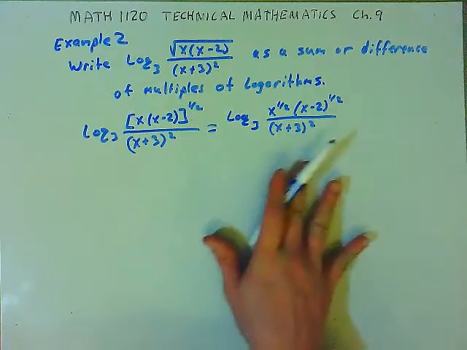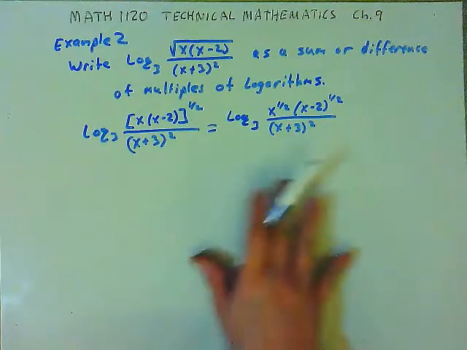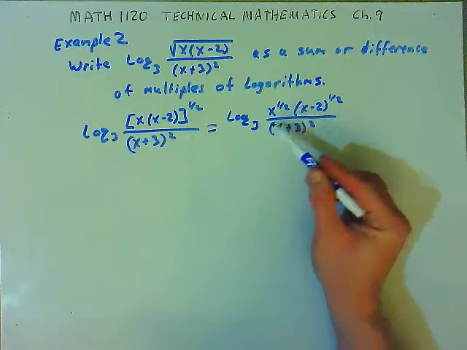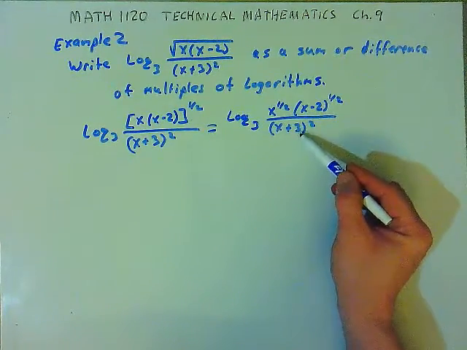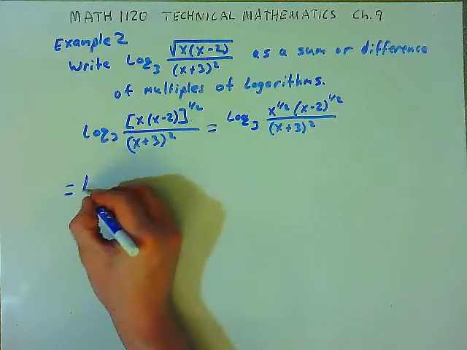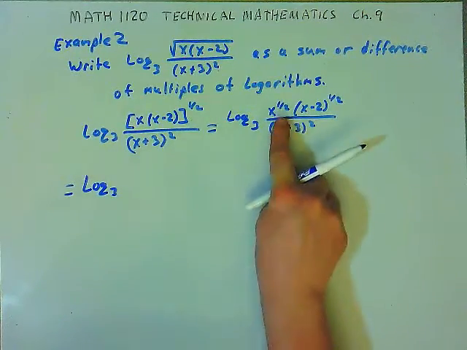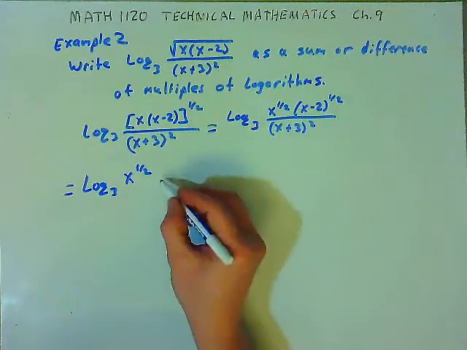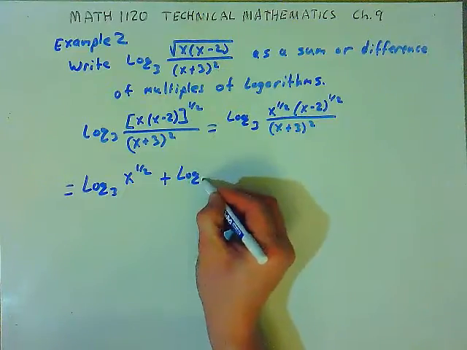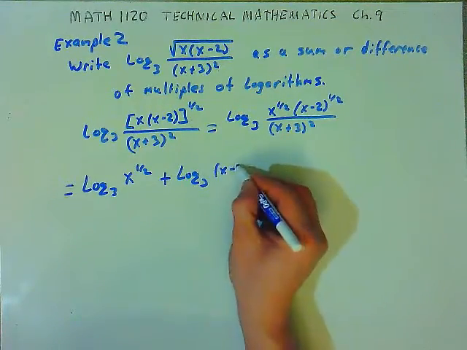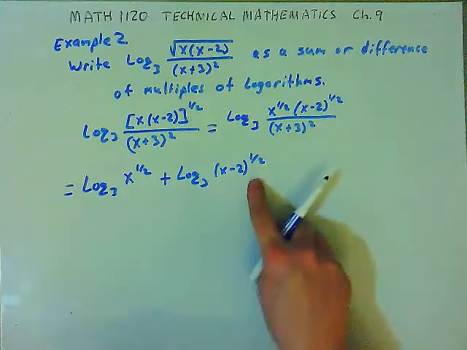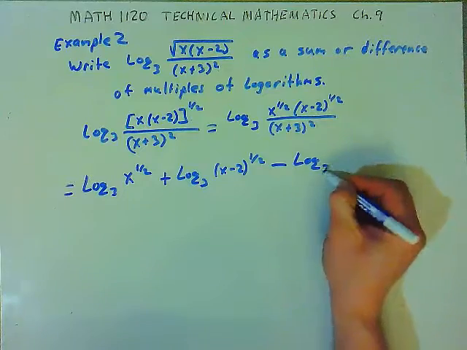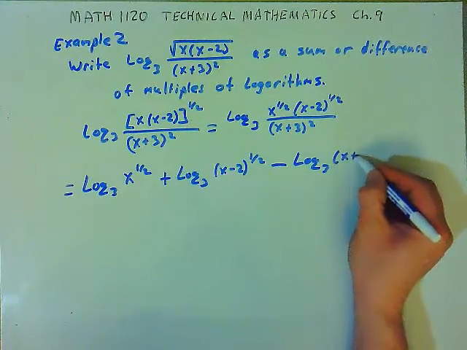Now we can start to break this up into sums and differences. Remember, anything that is being multiplied inside the logarithm is going to become a sum of logarithms. Anything that is being divided is going to become a difference. And so this is going to be equal to log base 3 of x to the 1/2 power. And because it's being multiplied, it's going to be plus log base 3 of x minus 2 to the 1/2 power. And then because this is being divided, it's going to become minus log base 3 of x plus 3 squared.